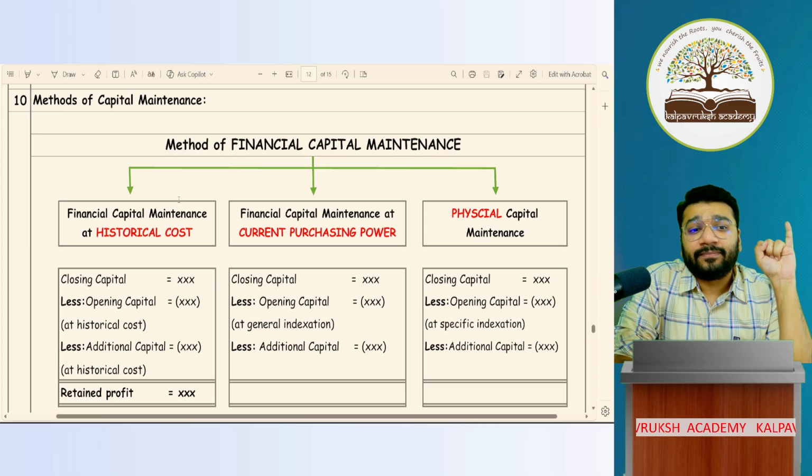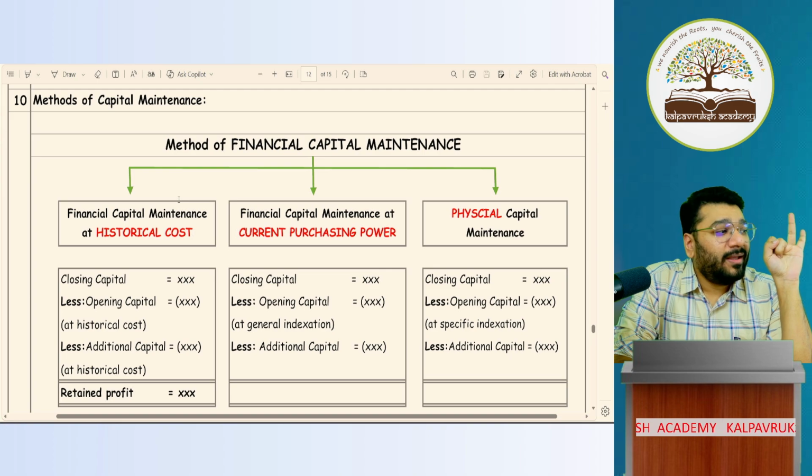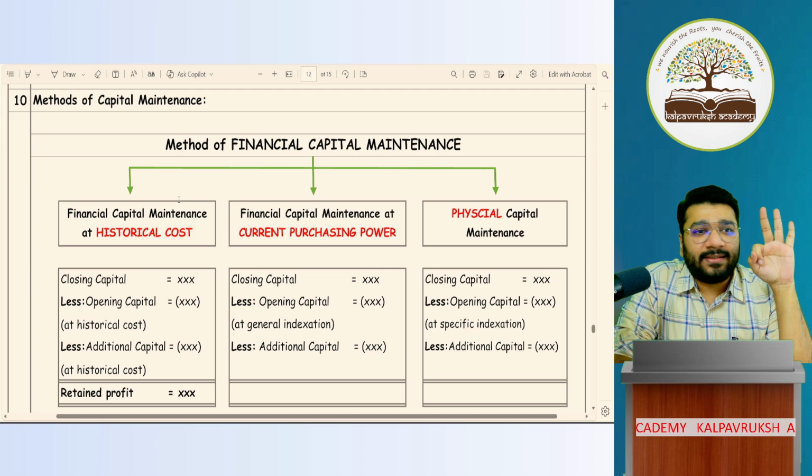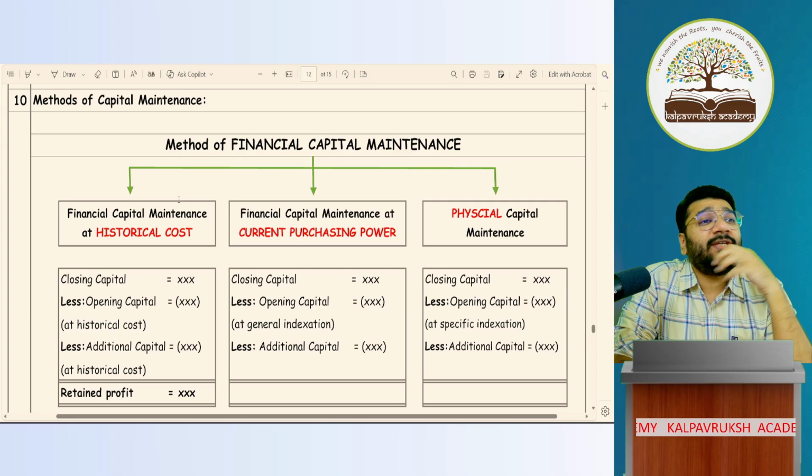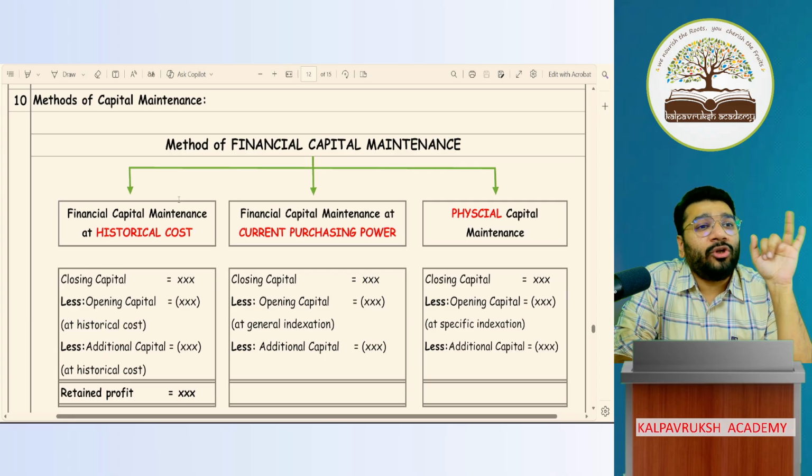What is it? Going concern, accrual, consistency. How do you remember this? CAG. C for consistency, A for accrual, G for going concern. CAG. You know what is CAG? Comptroller and Auditor General. So CAG. Remember that? That we'll remember.